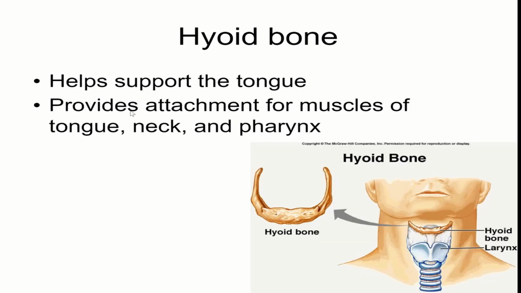Moving on to the hyoid bone. This is not technically part of the skull, but it doesn't really fit in anywhere. The hyoid bone sits right underneath the jaw. It is where your tongue attaches, so it provides bone support for the base of your tongue. It also allows for your pharynx and your larynx to attach, and it sits out from the spine.